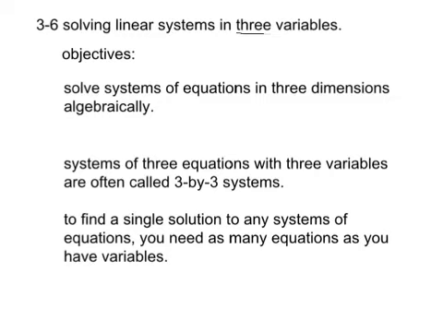Things that I want to point out to you guys is a system of 3 equations with 3 variables is often called a 3x3 system. You have 3 equations with 3 variables. That means a system of 2 equations with 2 variables is called a 2x2 system. Got it? To find a single solution to any system of equations, you need as many equations as you have variables. So if you have 3 variables, you need 3 equations to find your solutions. If you have 2 variables, you need 2 equations to find your solution. If you have 4 variables, how many equations do you need? 4. Awesome.